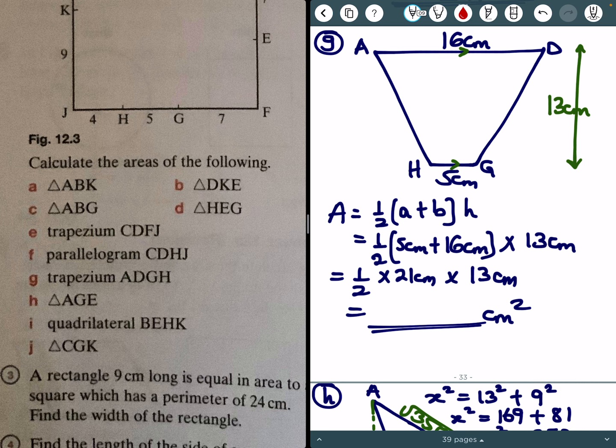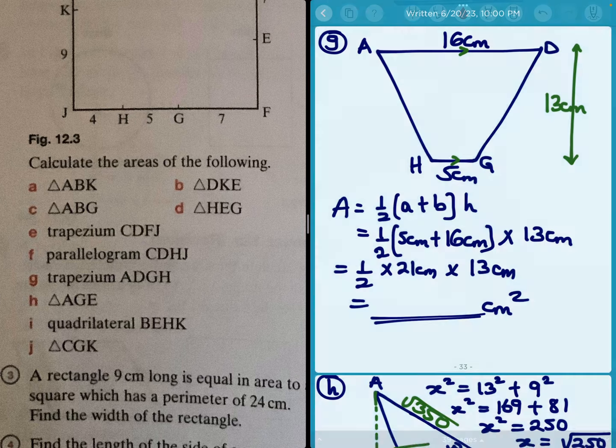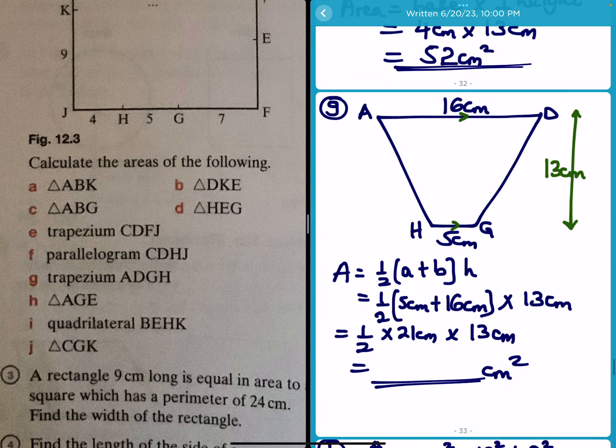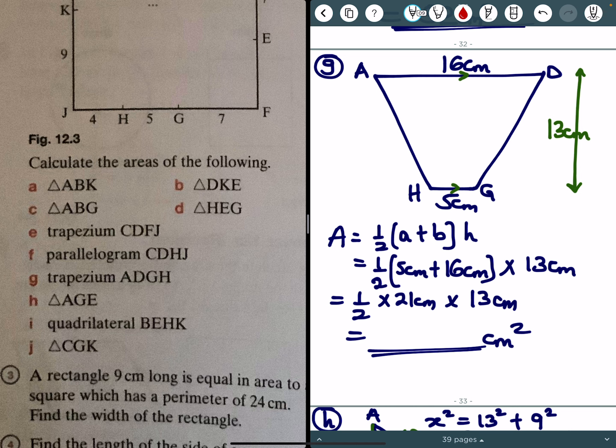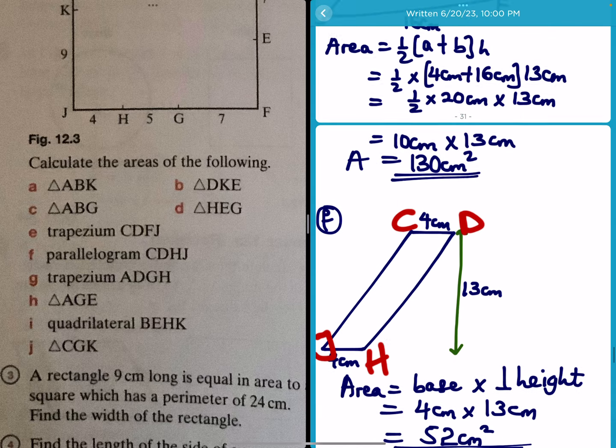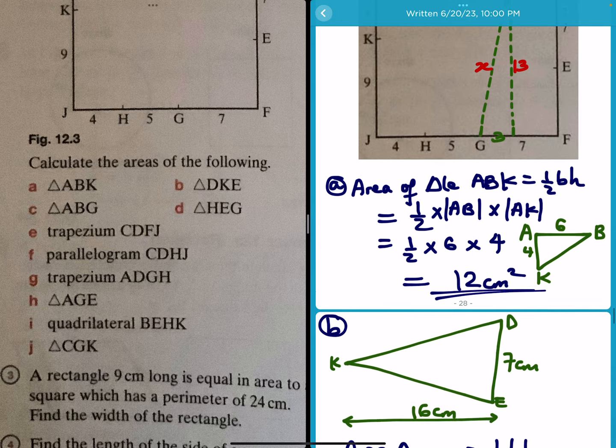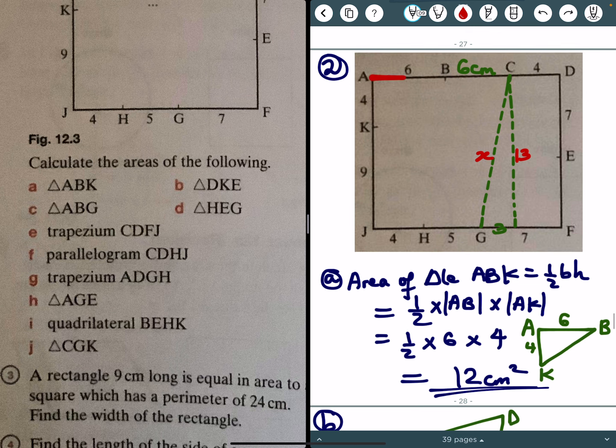Now, question G says we should find the area of trapezium ADGH. Let me go ahead and mark it first, or check the diagram yourself. The area of trapezium ADGH. AD is 16 centimeters. Now, HG or GH is 5 centimeters. Those are your two parallel sides. This vertical height is 13. Trace it very well yourself.